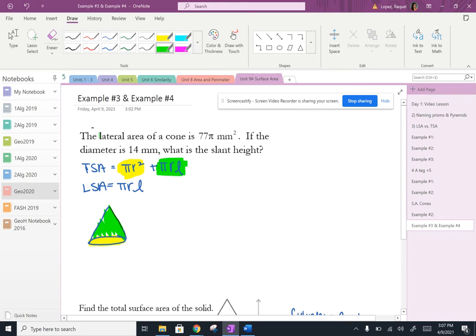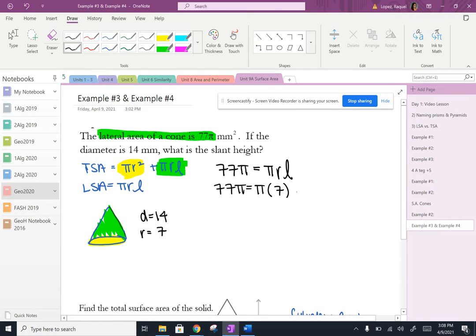I'm also given the lateral area of the cone. I'm told it's 77 pi. So what we're going to do is set 77 pi equal to pi r l, so equal to the formula. We know the diameter is 14. So if the diameter is 14, the radius is going to be half of that, or 7. So I'm going to have 77 pi equals pi times 7 times L, which is our slant height.